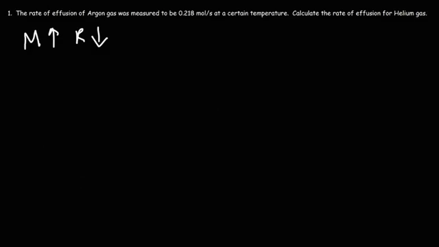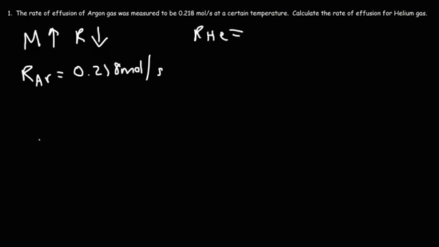But now let's focus on this problem. The rate of diffusion of argon gas was measured to be 0.218 moles per second at a certain temperature. So let's write that down. Calculate the rate of diffusion for helium gas. So this is what we're looking for.